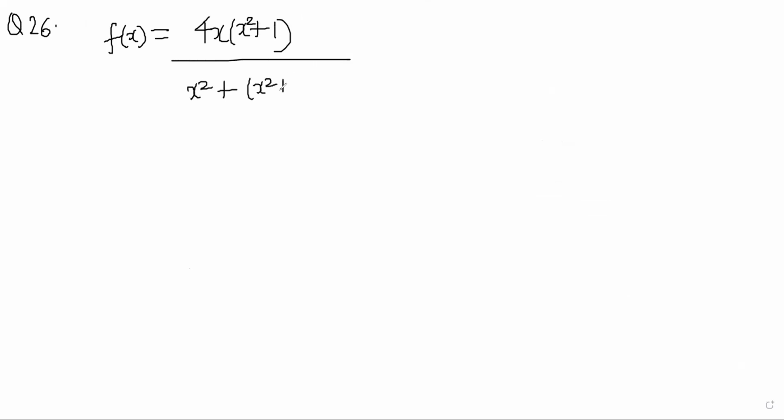You have to find the range of f(x). f(x) is given as 4x(x square plus 1) by (x square plus 1) whole square. This is obvious. Now that we have just done AM-GM, that is obvious, no? Just do AM-GM on the denominator.